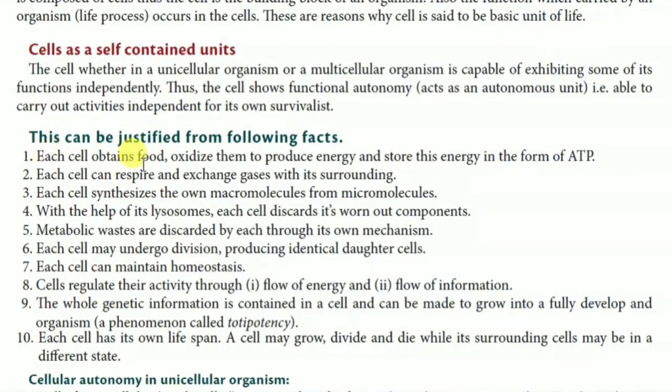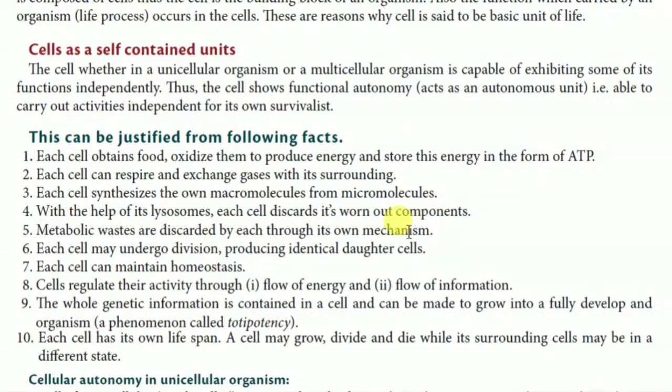Kwanza, each cell obtains food, oxidizes it to produce energy, and stores this energy in the form of ATP. Kwa fact ya kwanza ni kwamba kila cell ana obtain food kivyake, ana oxidize kivyake kutengeneza energy, na ana store energy temporarily in the form of ATP kivyake. Kila cell ana uwezo kufanya hivyo kivyake, unaona? Ndio maana nasema cell is the self-contained unit.